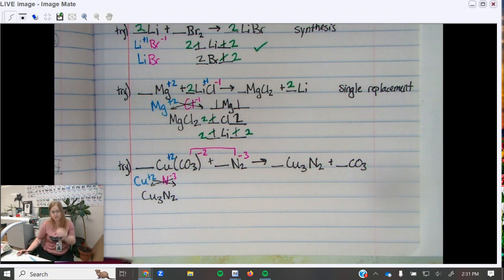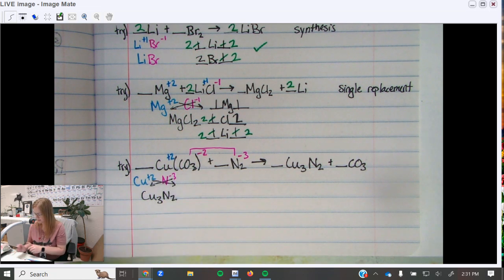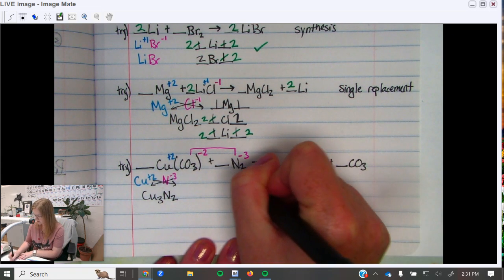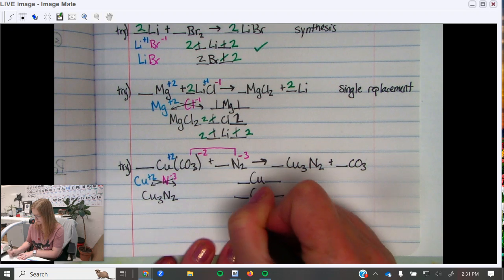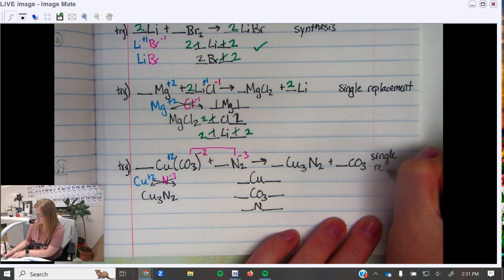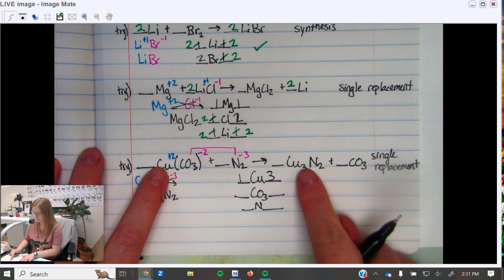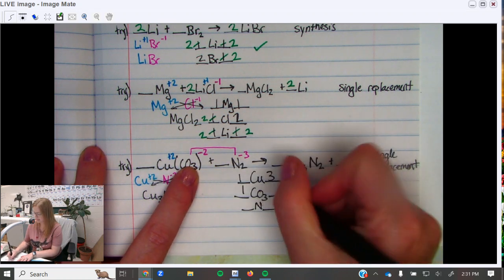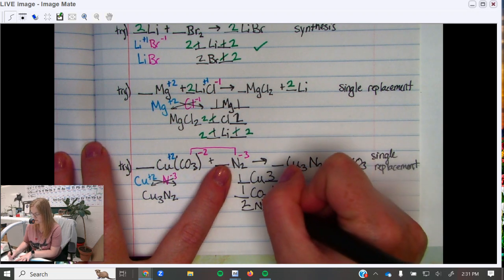Okay, so now I need to balance things out. So I'm going to hop in here and do my counts. So I have Cu, CO3, and N. Oh, and I forgot to write, we said this out loud, but this is a single replacement. All right, so my Cu, I have 1 on the left and 3 on the right. My CO3, I have 1 on the left and 1 on the right. And my N, I have 2 on the left and 2 on the right.